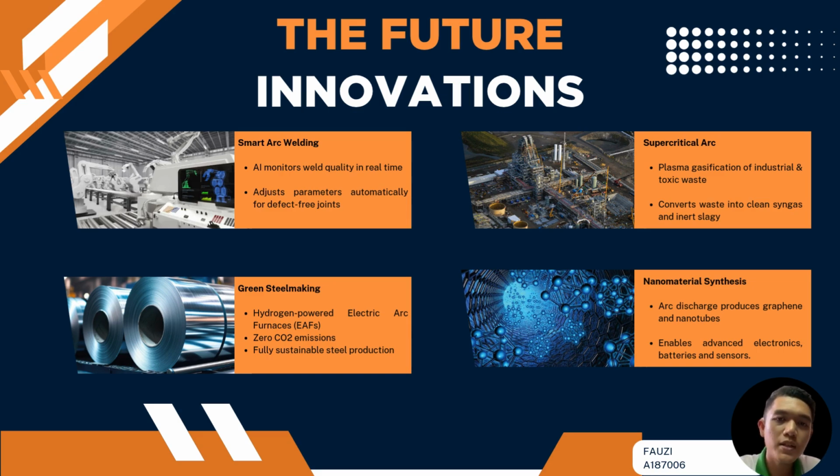Alright, after we know all the definition, mechanism, advantages, challenges, and also the comparison, we also look for future innovations, for more sustainable and more effective methods. So the first one is smart arc welding. We use AI-powered vision systems and infrared cameras to monitor welding quality in real time. The AI detects defects like porosity, spatter, and lack of fusion and automatically adjusts welding parameters on the fly.